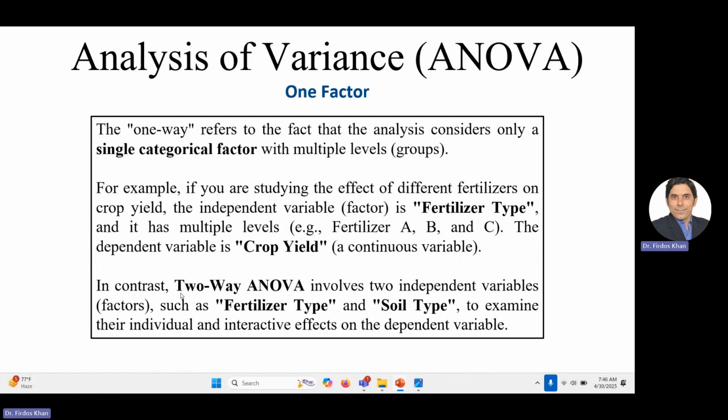In contrast, I don't want to talk about two-way ANOVA, but I just briefly mention here what a two-way ANOVA or two-factor ANOVA is. It's a natural question. Two-way ANOVA involves two independent variables, factors, such as fertilizer type and soil type, to examine their individual and interactive effects on the dependent variable, remember. So one factor should be on the top of the columns with multiple levels, and the other with the rows and with different levels. Then we say rows effect and column effect, because we have two independent variables. So this is all about one way and two way, one factor and two factor.